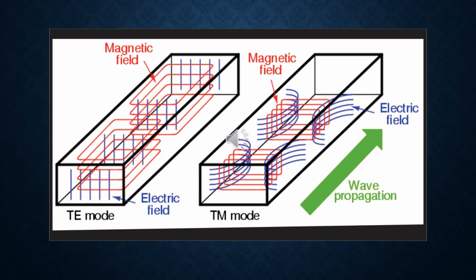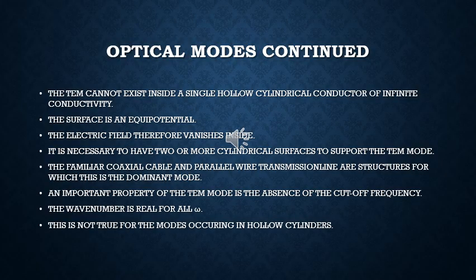This slide shows a schematic of the transverse electric mode and the transverse magnetic mode. The TEM mode cannot exist inside a single hollow cylindrical conductor of infinite conductivity. The surface is an equipotential. The electric field therefore vanishes inside. It is necessary to have two or more cylindrical surfaces to support the TEM mode. The familiar coaxial cable and parallel wire transmission line are structures for which this is the dominant mode.